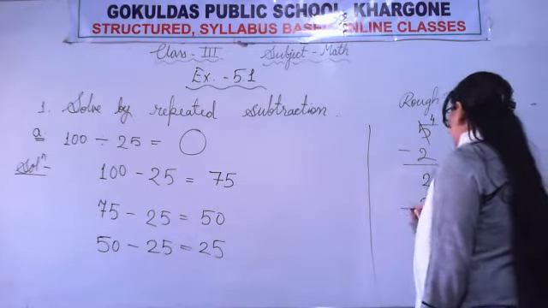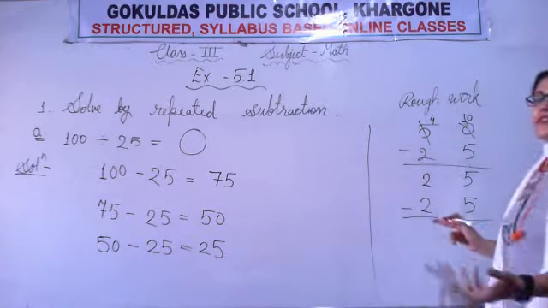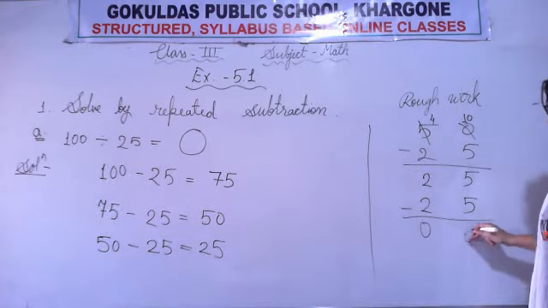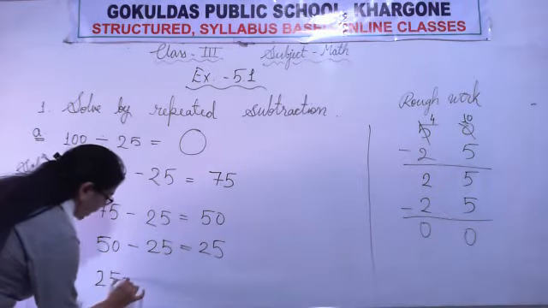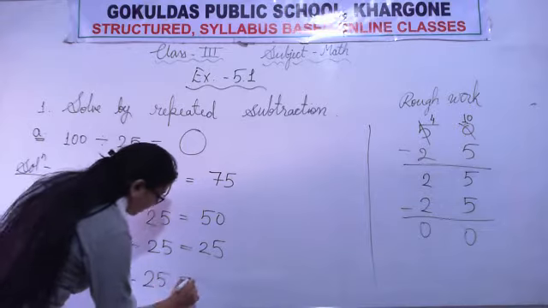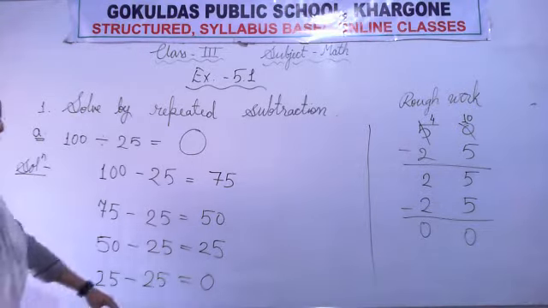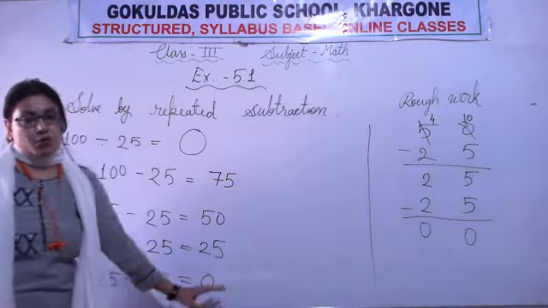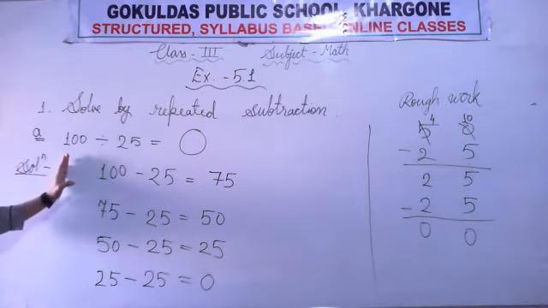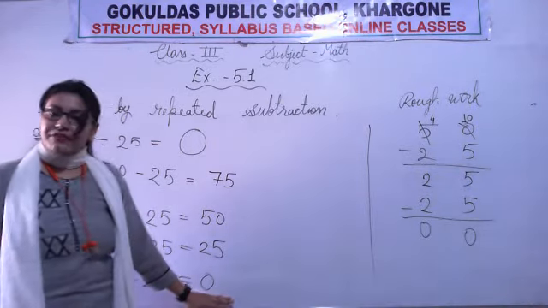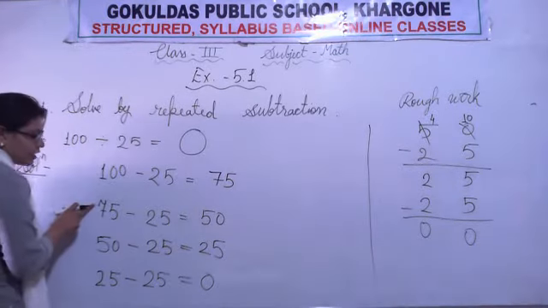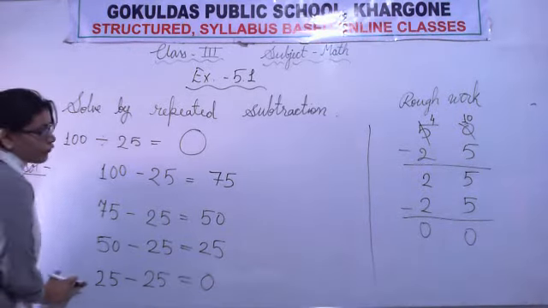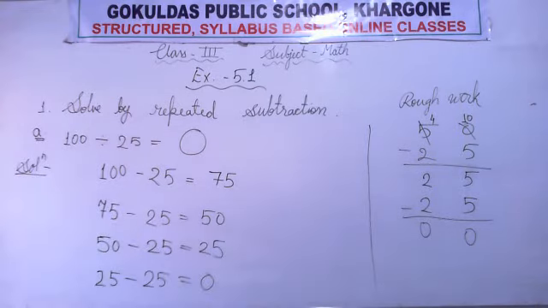So now once again, 25 minus 25 will give 0 as the answer. 5 minus 5 and 2 minus 2. So if we subtract 25 one more time from 25 itself, we'll get 0. Now here at 0 we have stopped, meaning we cannot subtract further. So how many times have we subtracted? For the first time, second time, third time and fourth time. Means 4 is our answer.